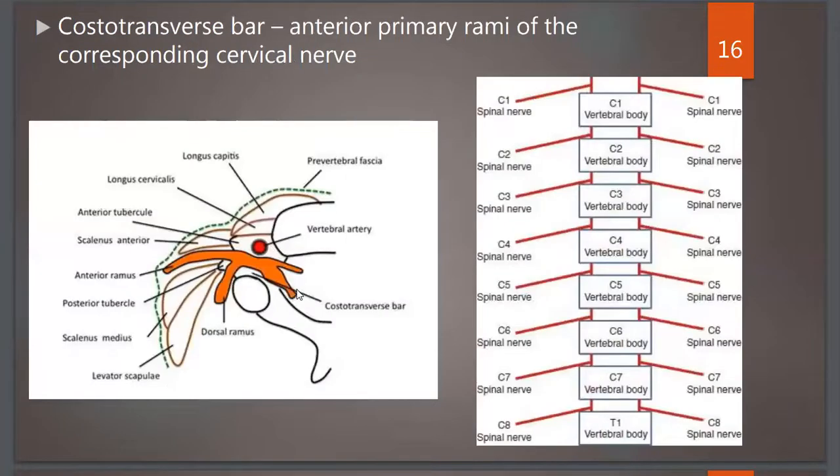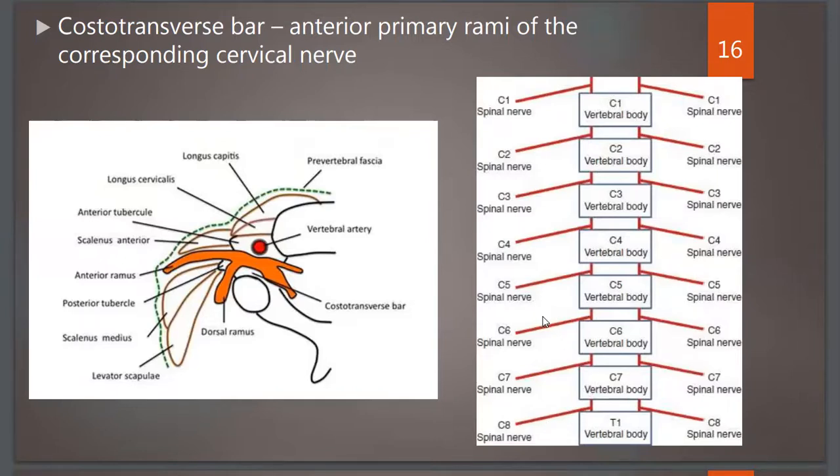Now see here, these are the vertebral bodies, C1, C2, C3, C4, C5, C6, C7, right? I said the C1 nerve comes above the first cervical vertebra. At the costotransverse bar, we see the anterior primary rami of the corresponding cervical nerve. The costotransverse bar, I told you, is present between the anterior and posterior tubercles. At that point, you will see the spinal nerves coming out. C8 comes below the C7 cervical vertebra.